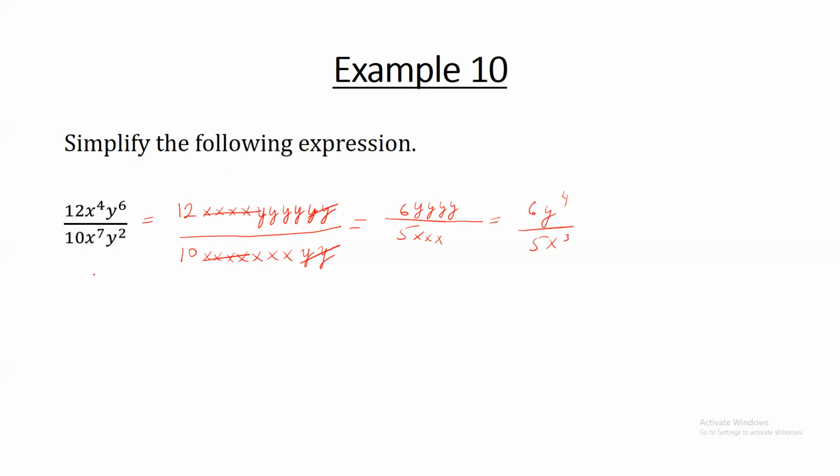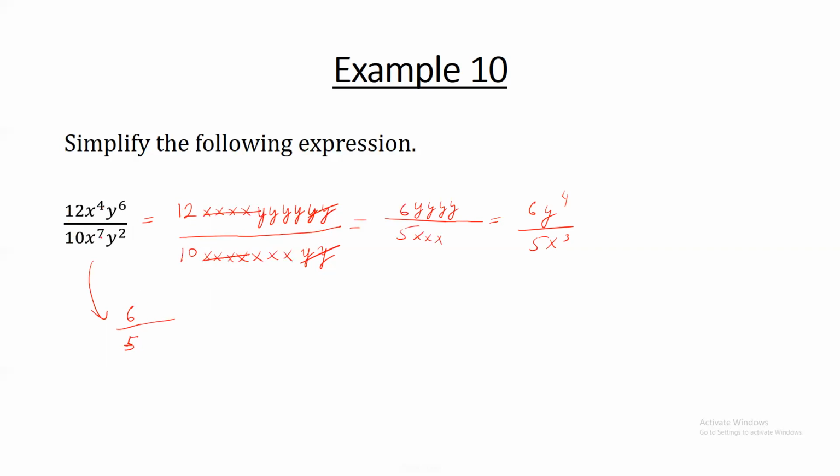The way you should think about this is, notice that what we basically did is we simplified the x's separately, the y's separately, the numbers separately. And that's how we should do it. 12 and 10 are both divisible by 2. That becomes 6 over 5.